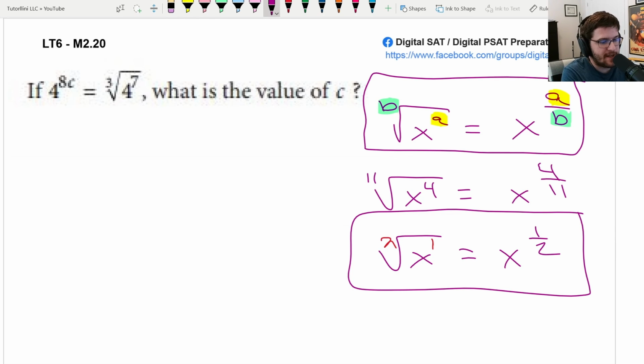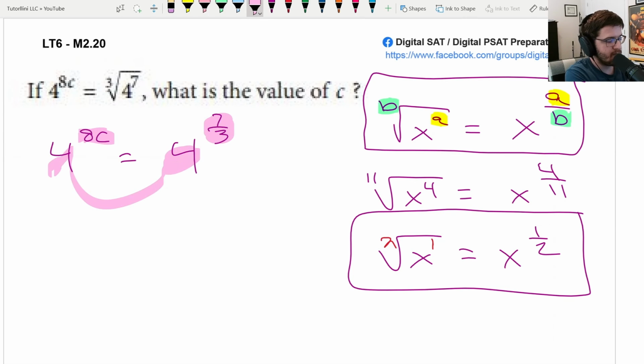We want to write it like that so that we can compare it to the left-hand side using what's called the 1-to-1 property. That's not important. So 4 to the 8c equals 4 to the power on top, root on the bottom, 7 over 3. Now you see, we have the same base. So the 1-to-1 property tells us that if you have a to the b equals a to the c, then b must equal c. If they're both 4 to something, we don't have to do anything with logarithms. They just want you to recognize that these two have to be equal because the bases are the same.